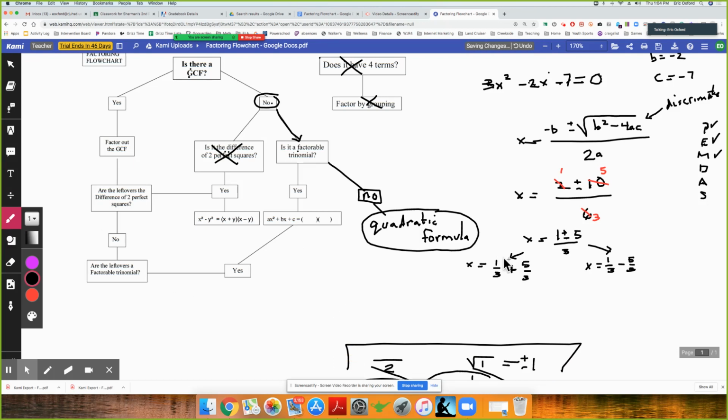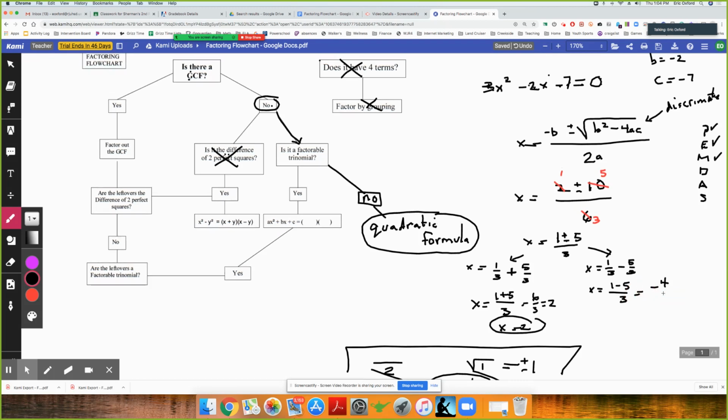Okay, so now I have 1/3 plus 5/3. That is going to be 1 plus 5 over 3, which is equal to 6/3, which is equal to 2. So I have x equals 2. Okay, that's one of my roots. It's one of my solutions. And then over here I'm going to have x equals 1 minus 5 over 3, which is equal to negative 4 over 3.